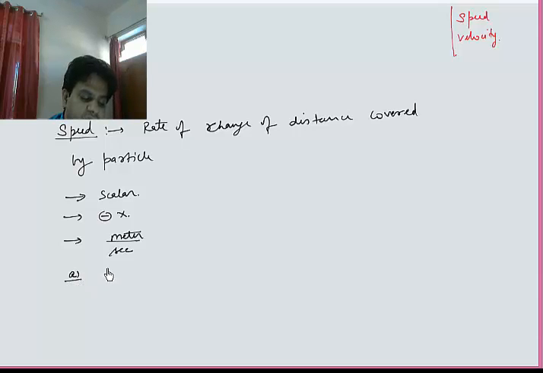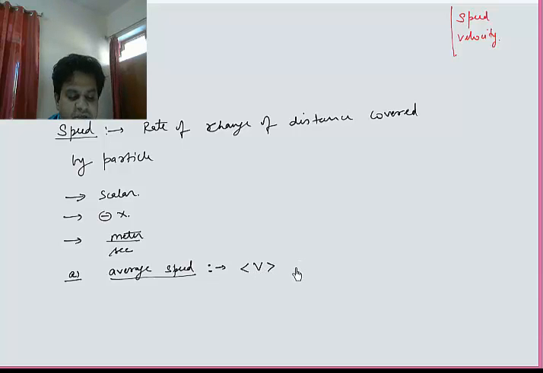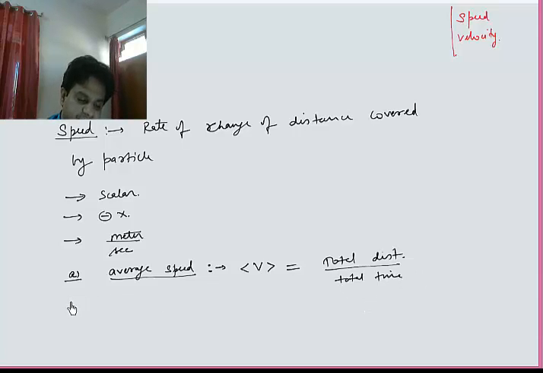Next to it, speed can be categorized in two ways. First is average speed. Average speed is simply total distance covered by total time taken by the particle. Second one is instantaneous speed.